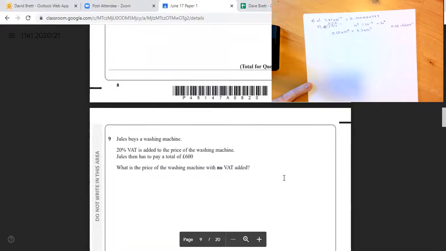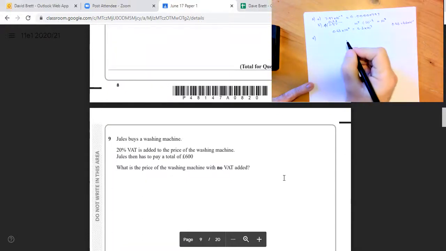So, question 9. Jules buys a washing machine. 20% VAT is added to the price of the washing machine. Jules then has to pay a total of £600. What is the price of the washing machine with no VAT?